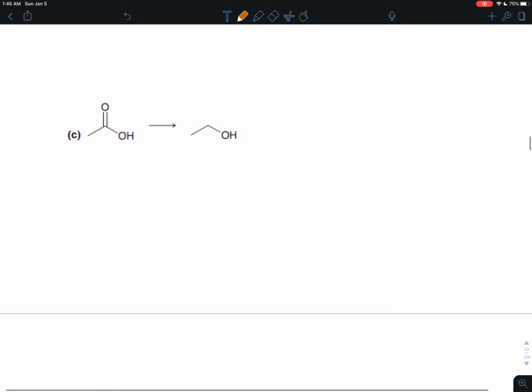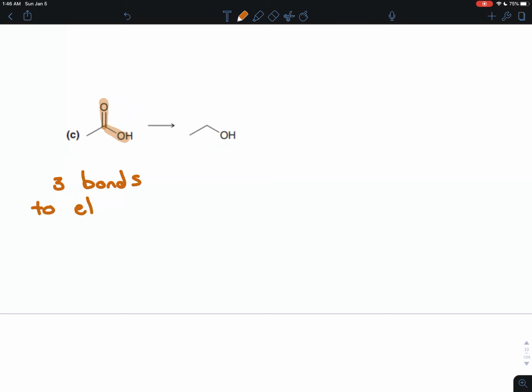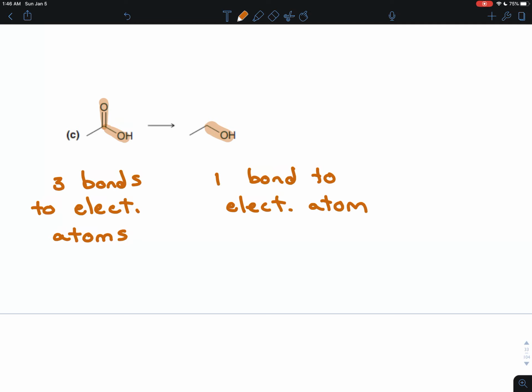Okay, let's try C. On the left, we have 3 bonds to electronegative atoms, 2 going to the oxygen on the top, 1 going to the oxygen on the left. So that's 3 bonds to electronegative atoms. On the right, there's only 1 bond to an electronegative atom. So the number of bonds to the electronegative atoms decreases.